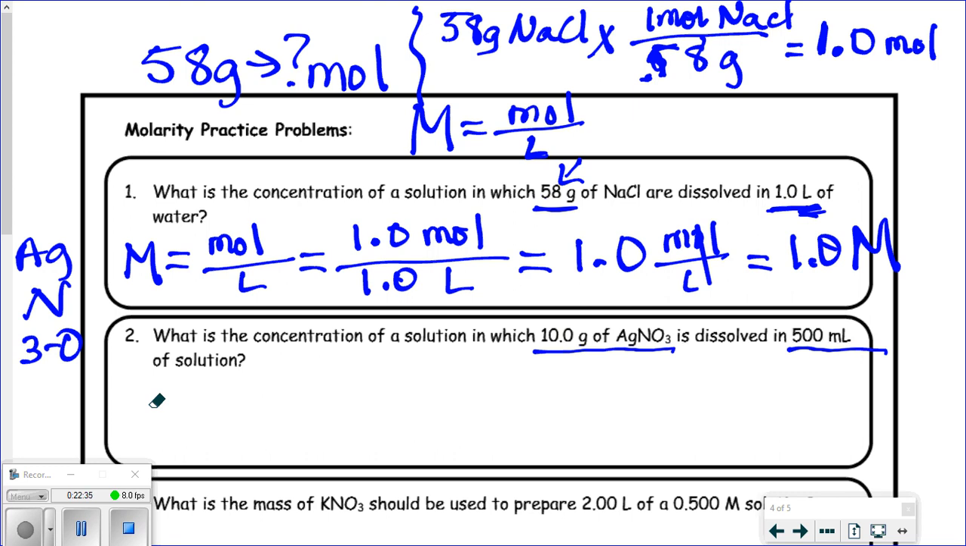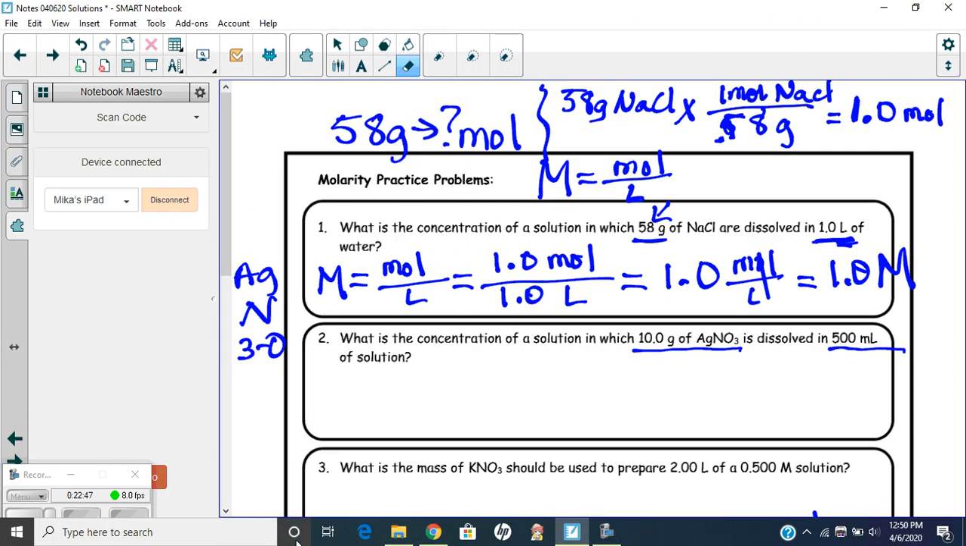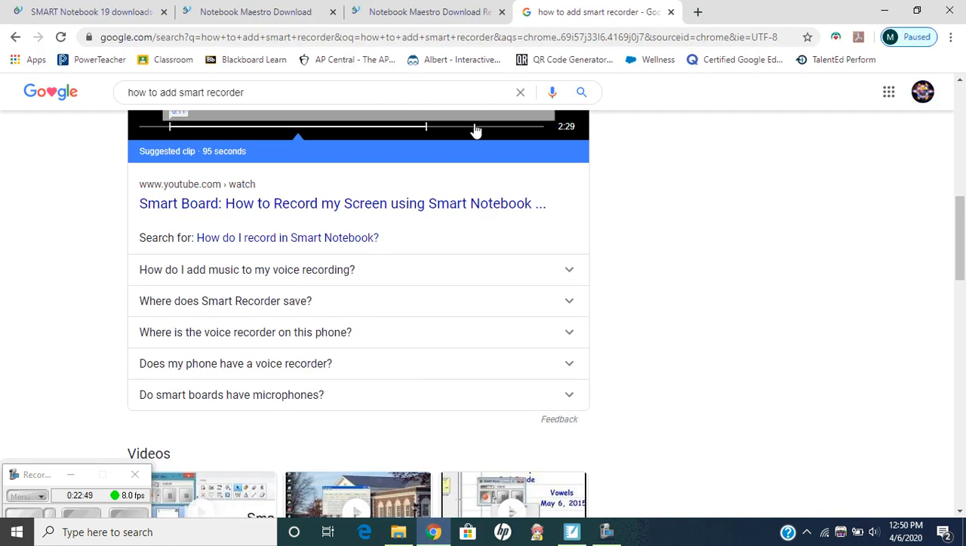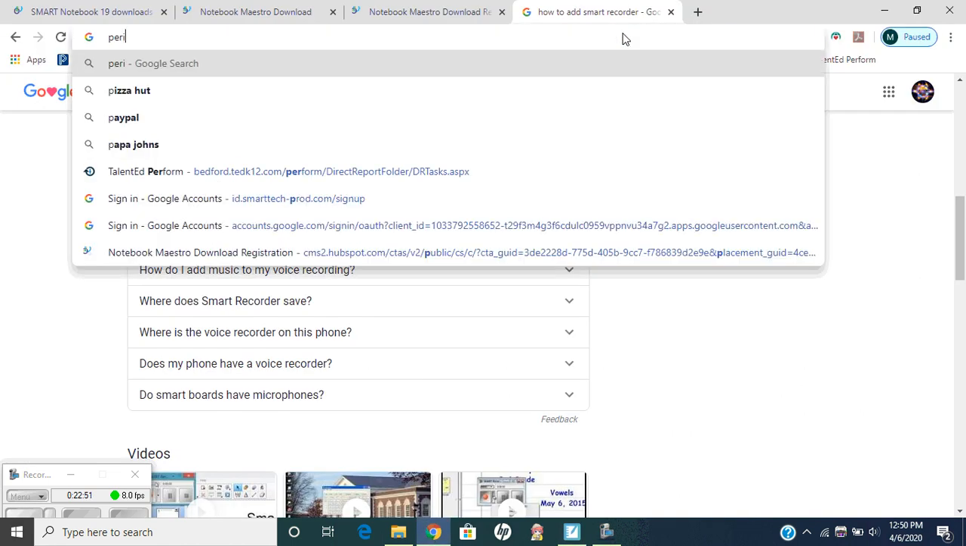All right. So let's look at this. So silver. I wonder if I can do this. I wonder if it'll still record. Let's try it. I'm going to try to go to a periodic table. How does that sound? All right. Hoping it'll still record. All right.